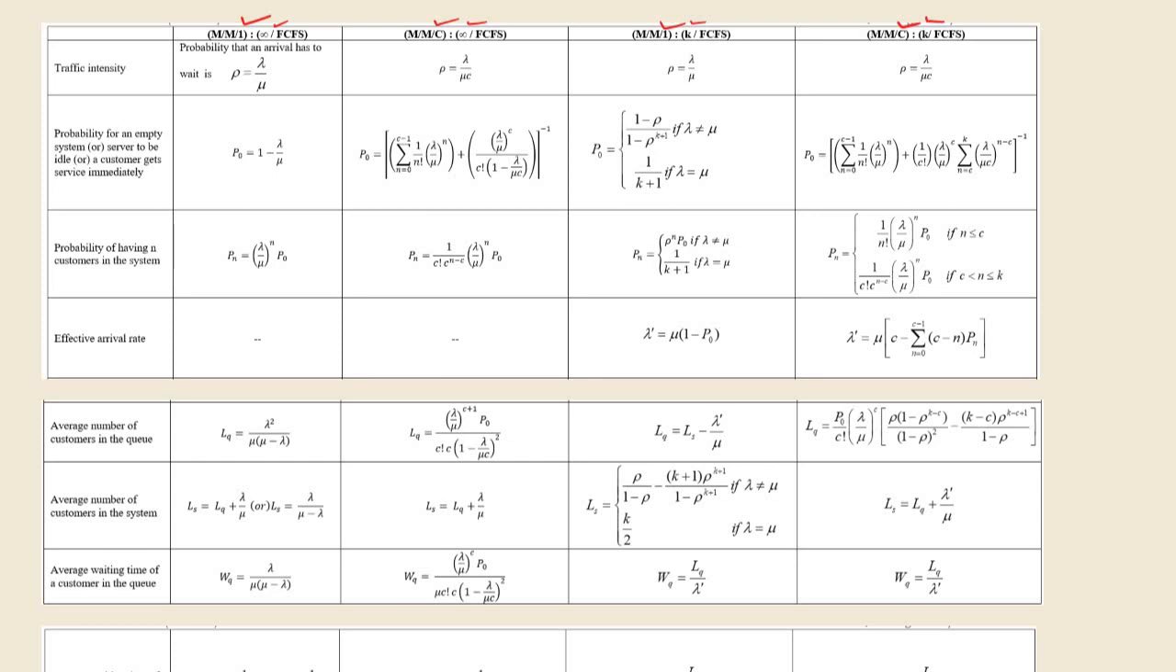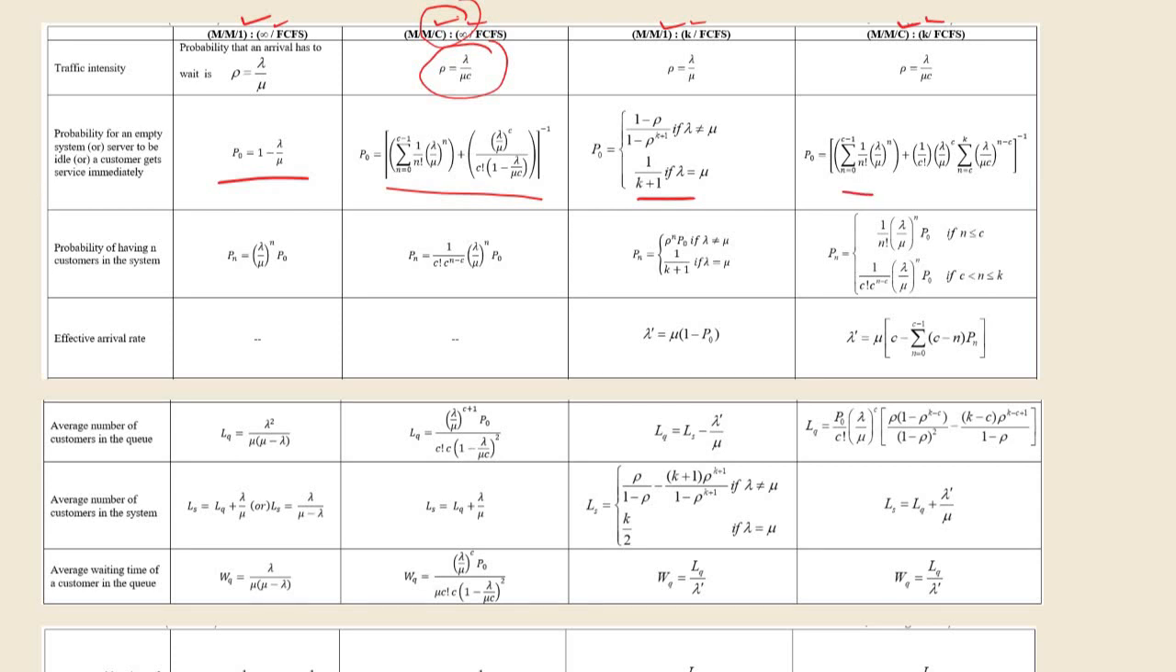The traffic intensity formula for the first model is rho is equal to lambda by mu, and it is almost similar for all the models. When the number of servers is C, instead of mu you use mu C, so the traffic intensity is rho is equal to lambda divided by mu into C. The probability of an empty system, where a customer gets service immediately, is P naught. In the first model, P naught is equal to 1 minus lambda by mu, and it has a different formula for the second, third and fourth models.